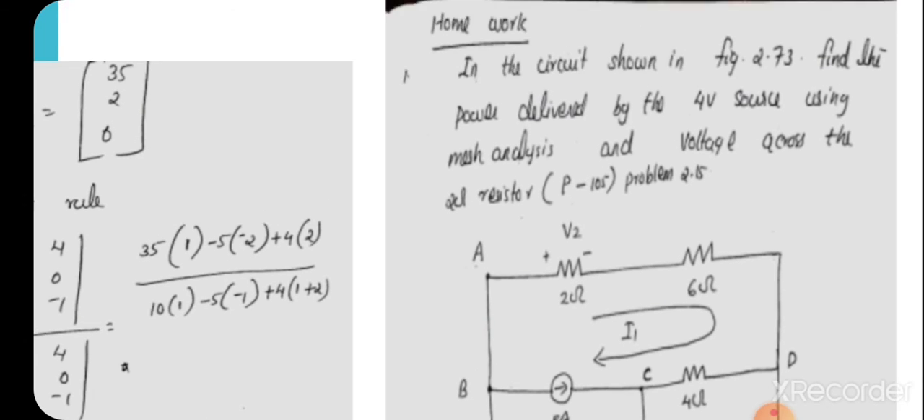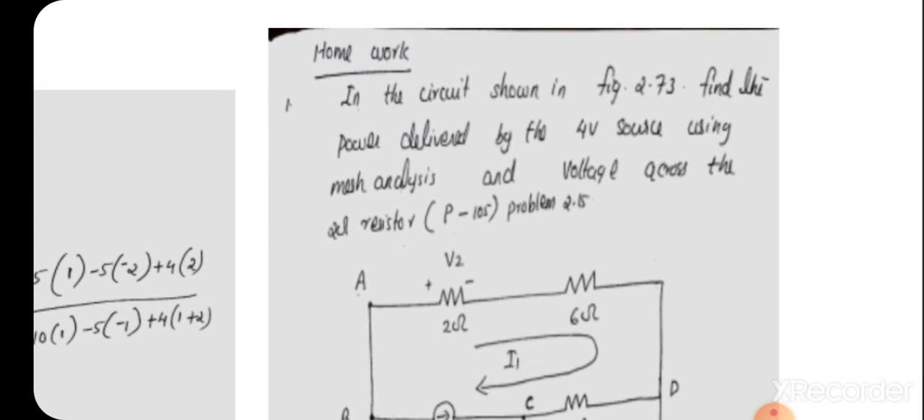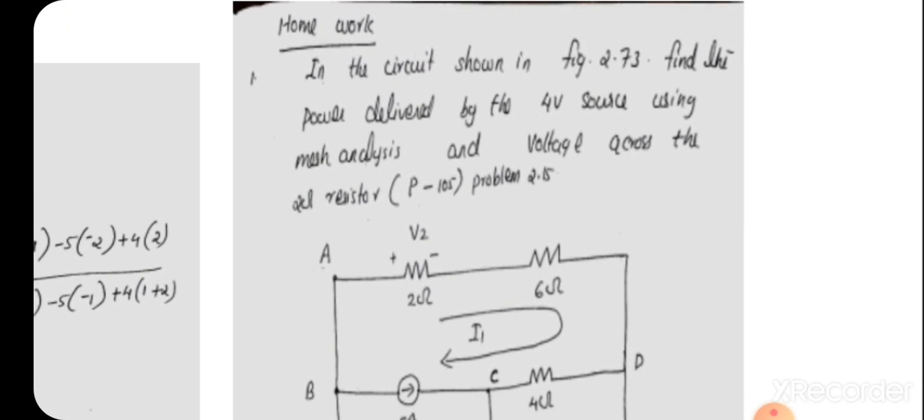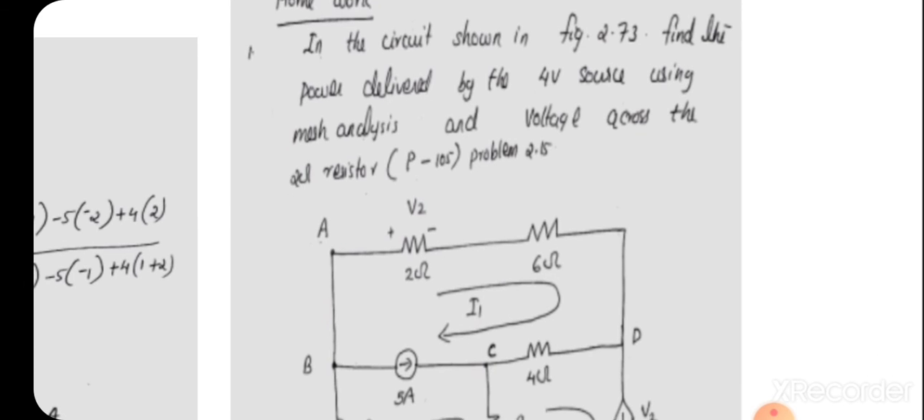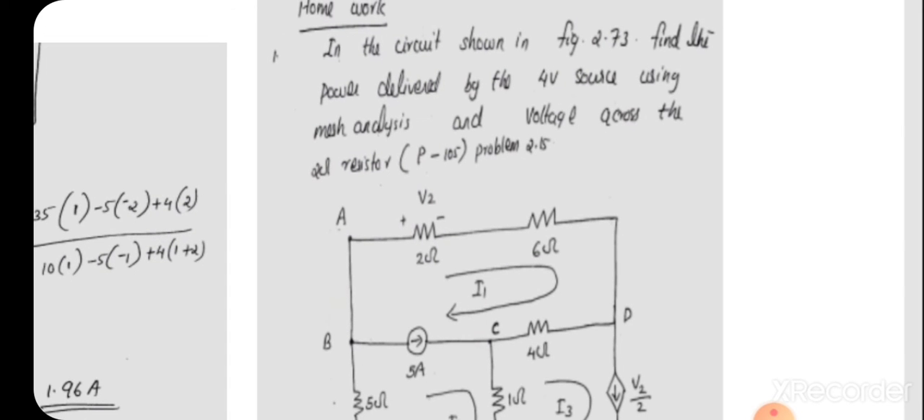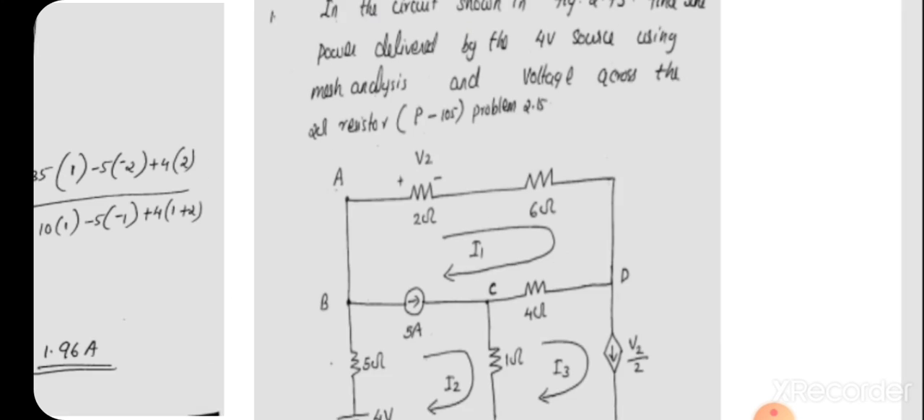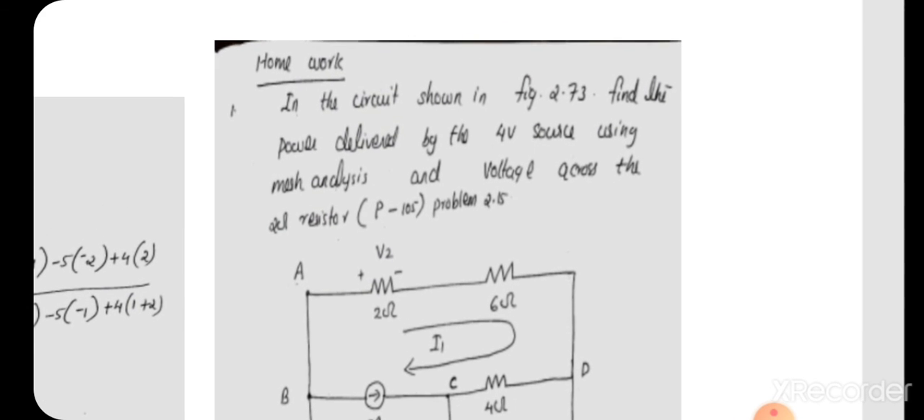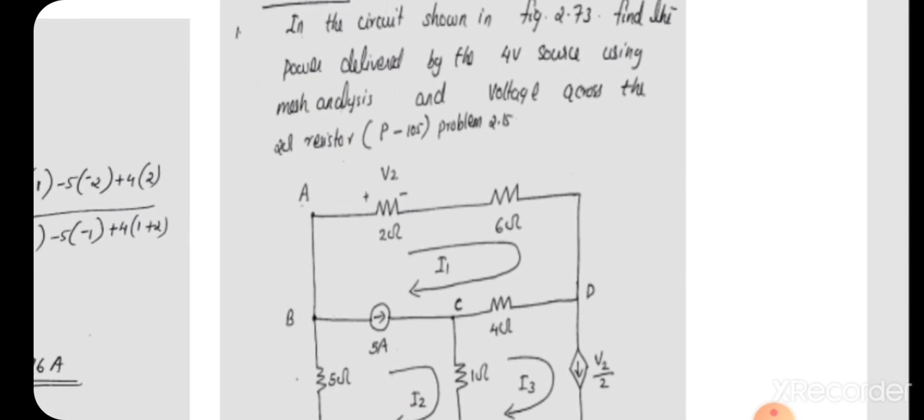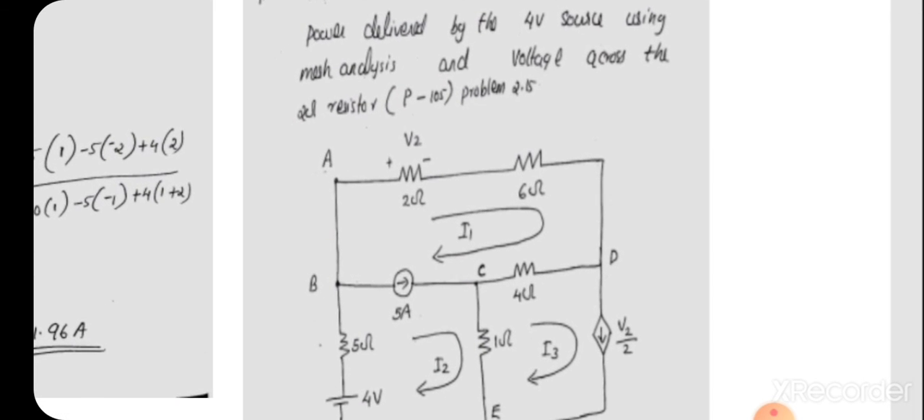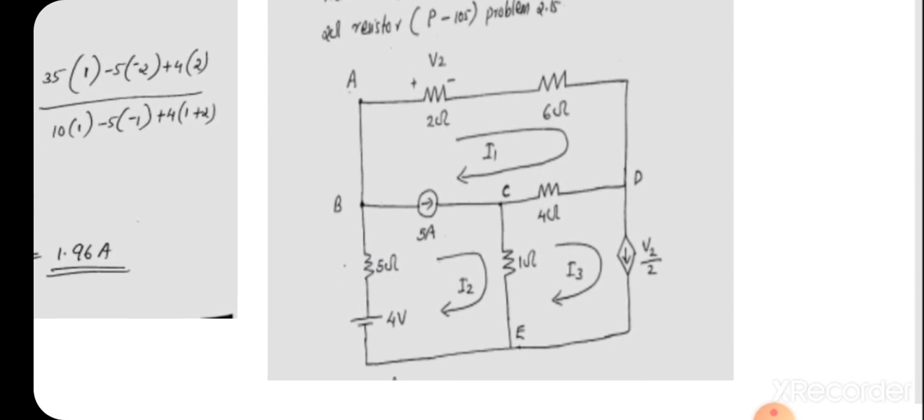So next is a homework, and the question is that in the circuit shown in figure, find the power delivered by the 4-volt source using mesh analysis and the voltage across the 2 ohm resistor. In the circuit shown in figure, find the power delivered by the 4-volt source.